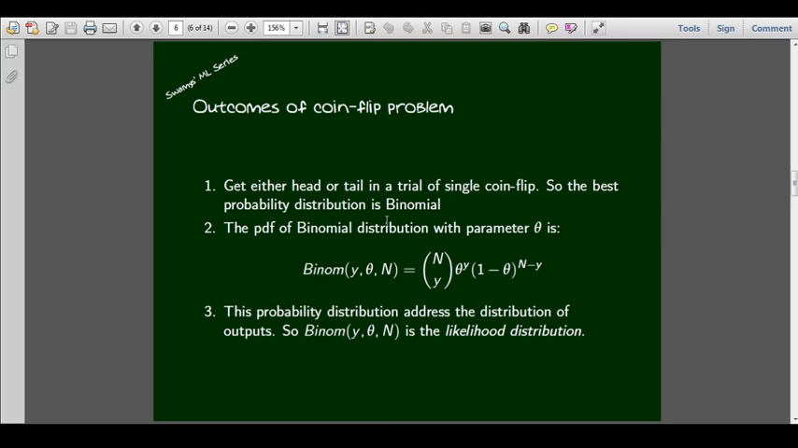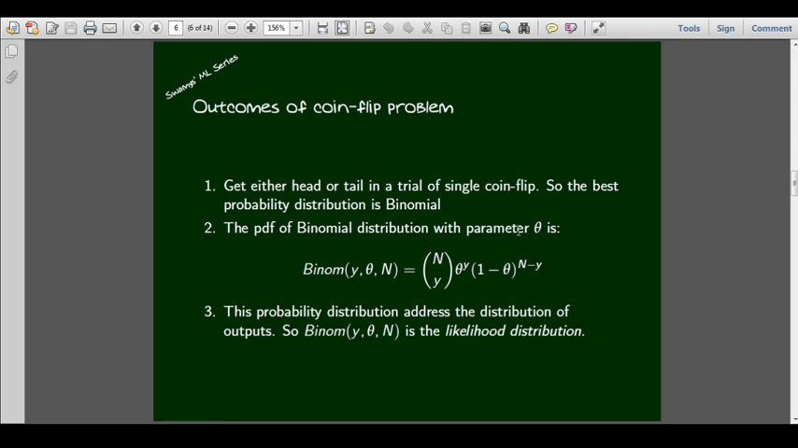Getting a hot dog or not getting a hot dog. Either caught by police or not caught by police. Hit the target, not hit the target. Defective or non-defective. All these are only two cases, binomial. We use binomial distribution. So the binomial distribution is captured by this formula.